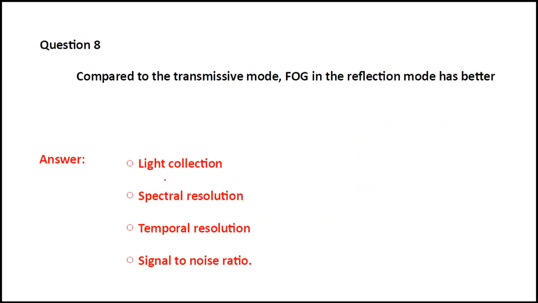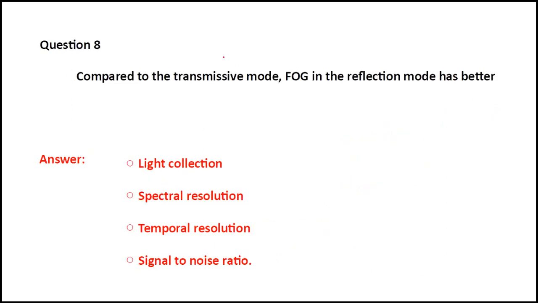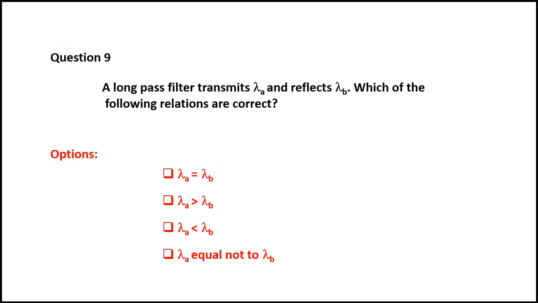This brings us to question number 8, that is, compared to the transmissive mode. Okay, I think this question has got repeated again. So we'll come to question number 9. A long pass filter transmits lambda A and reflects lambda B. Which of the following relations are correct?